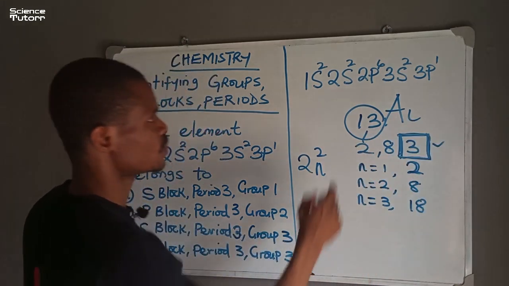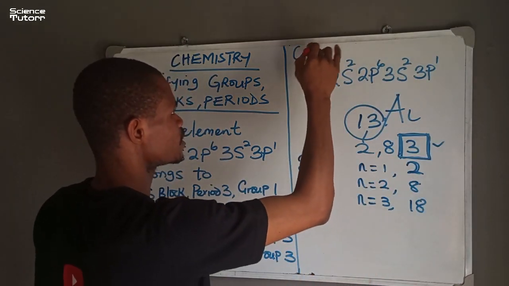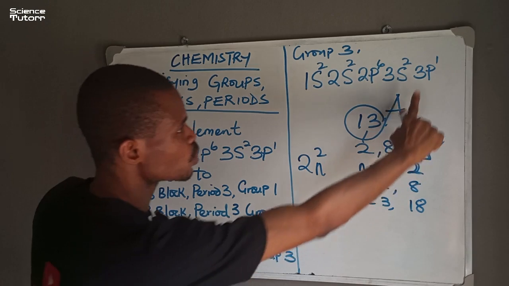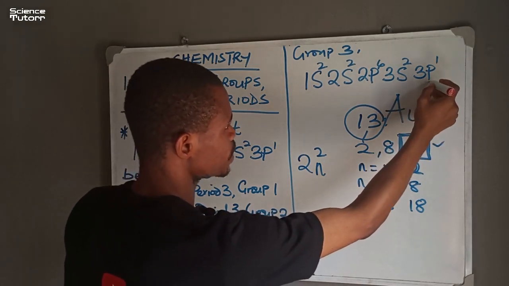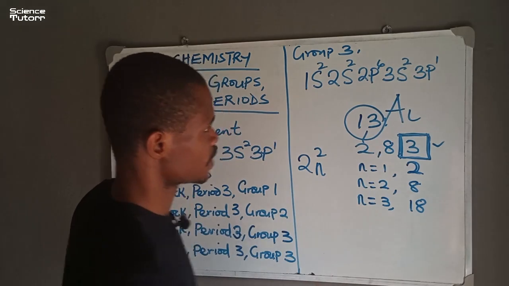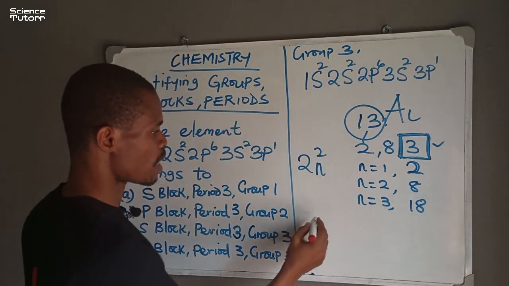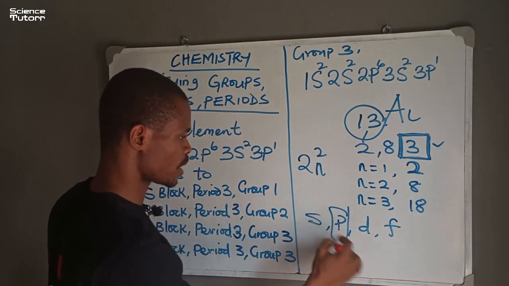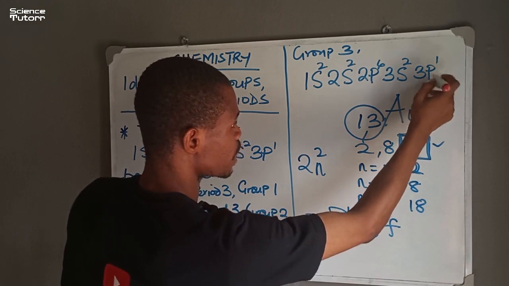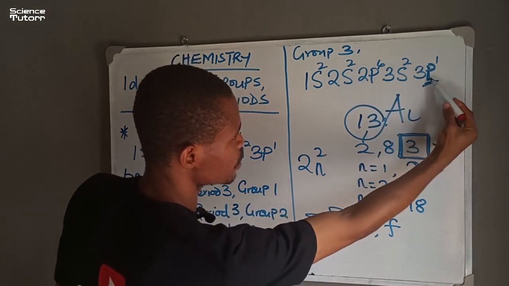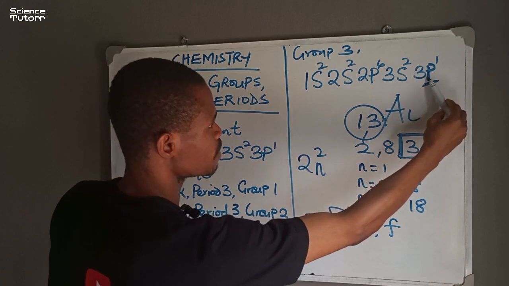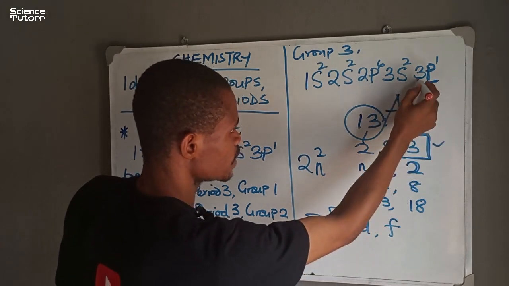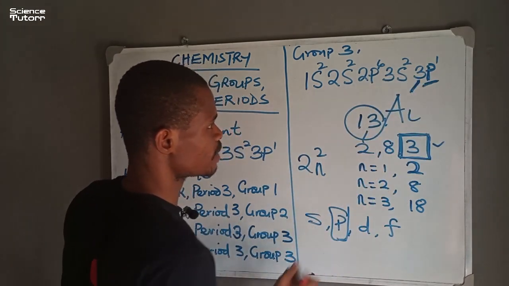That is one piece. So group 3 is one piece. Now take note of this P. The P here represents the block. Remember, we have the S, P, D, and F. The P represents one of the blocks. The outermost block we have here is P. So that makes these elements occupy the P block. And then, how do we identify the period? This simply means the third period.